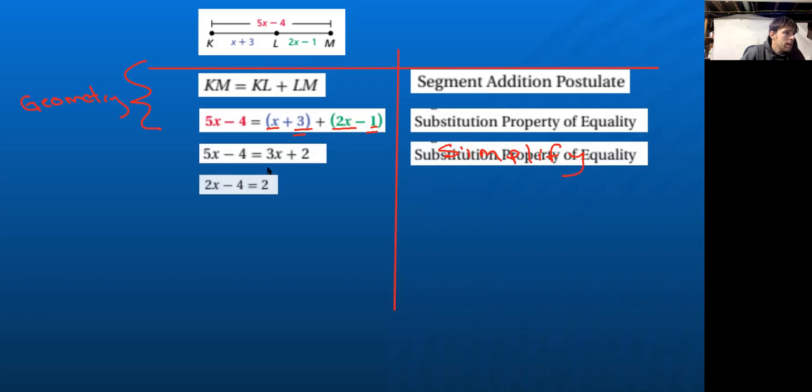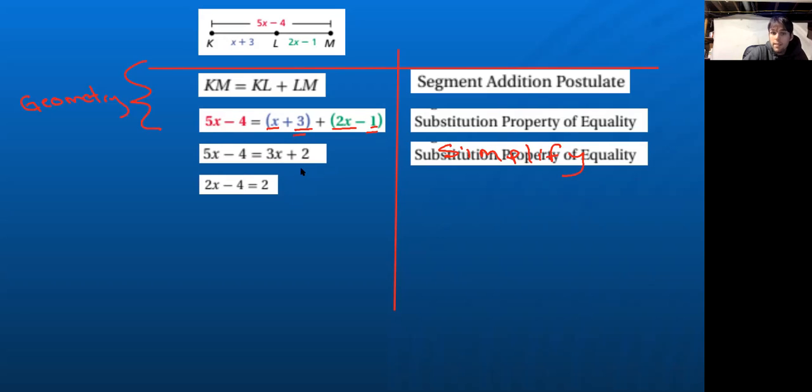All right. And then, what did we do here? So what happened here? Let's take a look at these 2 equations and see what changed. Okay, the 3x is gone, and this 5x turned into 2x.